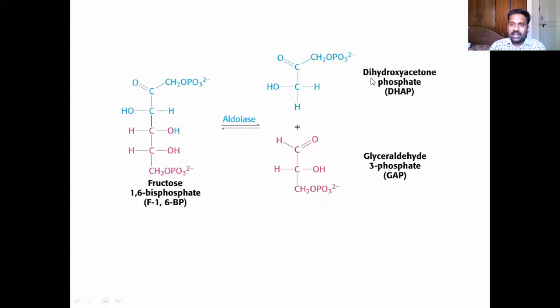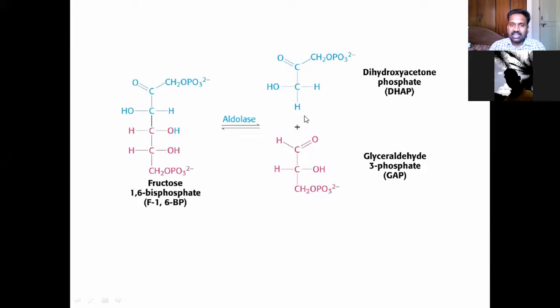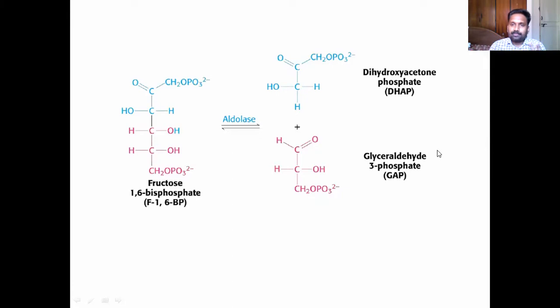One is dihydroxyacetone phosphate, the other is glyceraldehyde 3-phosphate. Now look at the number of carbons in each: 3 in dihydroxyacetone phosphate as well as 3 in glyceraldehyde 3-phosphate. So a 6-carbon fructose is broken down into 2 pieces. And the enzyme which carries out this reaction is aldolase.